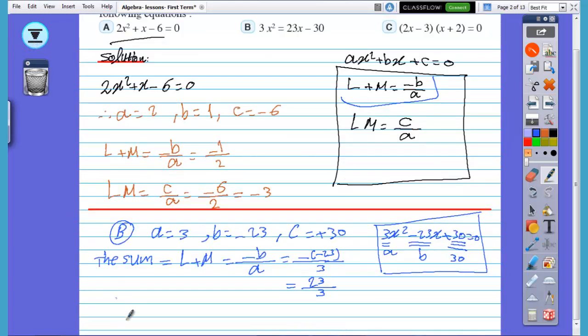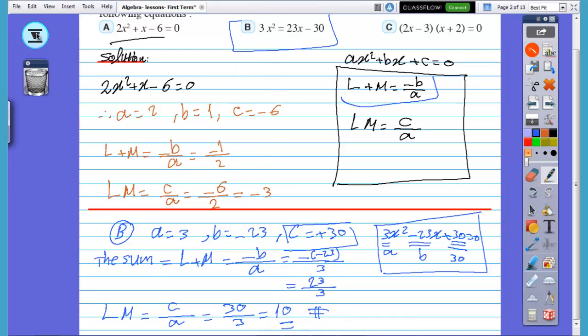And the product of the two roots, LM, L multiply M, equals c over a. What is the value of c? We have c equals positive 30. So 30 over a, which is 3, equals 10. So the sum of the two roots of this equation equals 23/3 and the product equals 10.